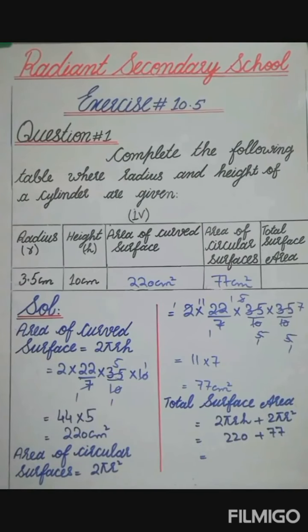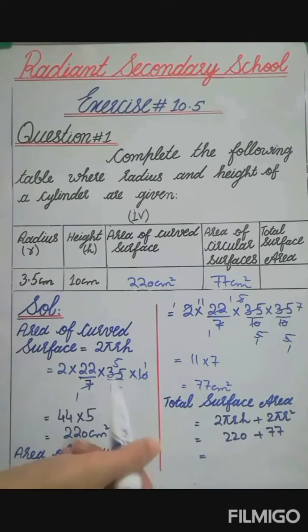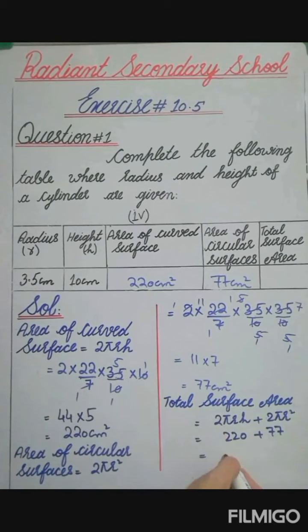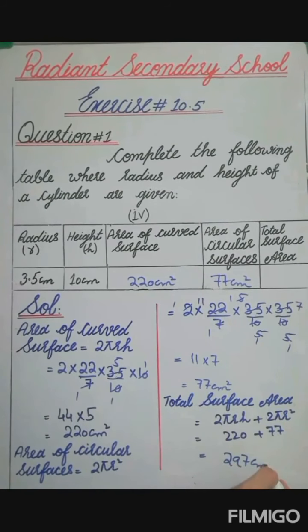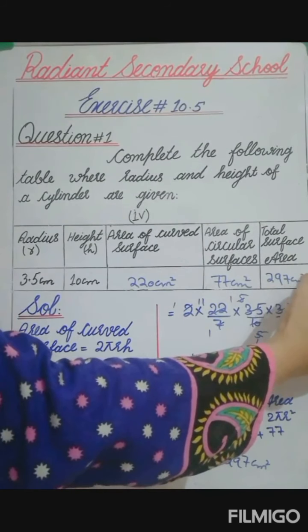Okay students, now we have to find out total surface area of cylinder. So we will add area of curved surface and area of circular surfaces, then we get total surface area of cylinder. 220 plus 77, then we get the answer 297 centimeter square. So the total surface area of cylinder is 297 centimeter square.